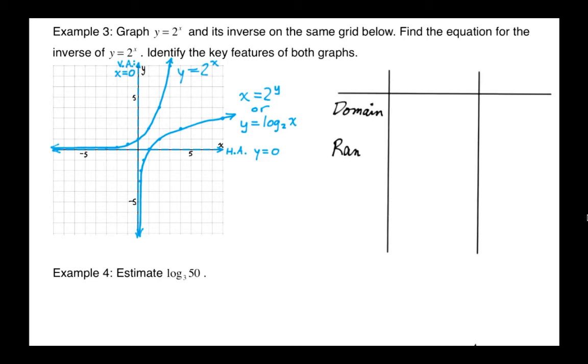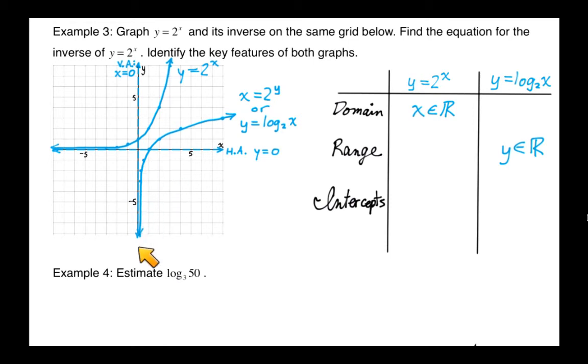And so now we just want to talk about a few of the key features of both graphs. First of all, you'll notice that the domain of y equals 2 to the x is any real number. You can use any real number as input for the exponential function. And that matches the range of the inverse. y can be any real number. You'll notice that the inverse function extends all the way to negative infinity for y values, and eventually will go up to very large positive values as well.